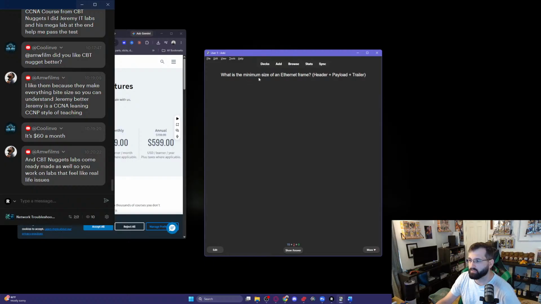What is the size of the Ethernet header plus the trailer? No, it's 18. Yep. What is the minimum size of the Ethernet frame? Wasn't it 48? 64.